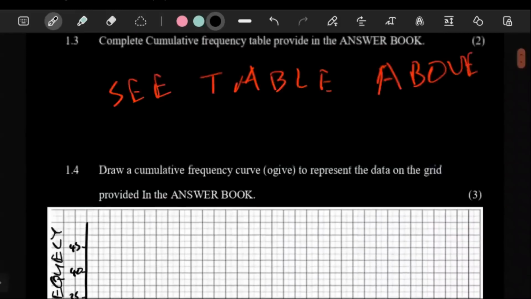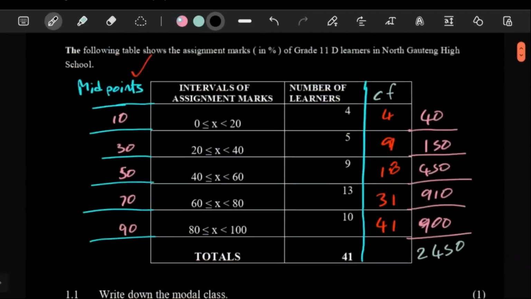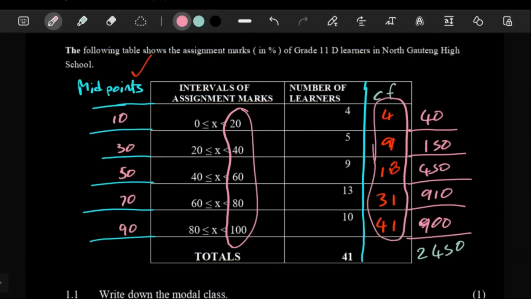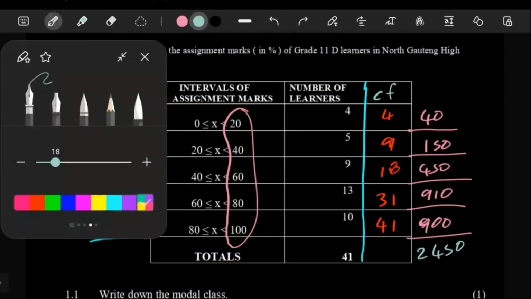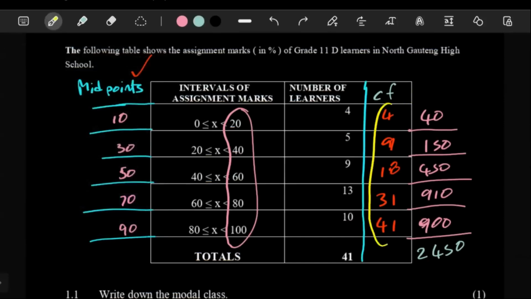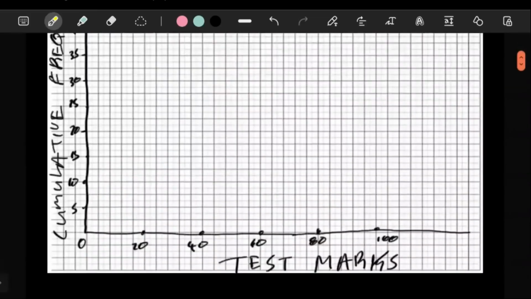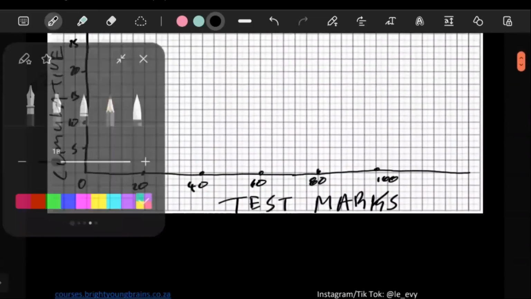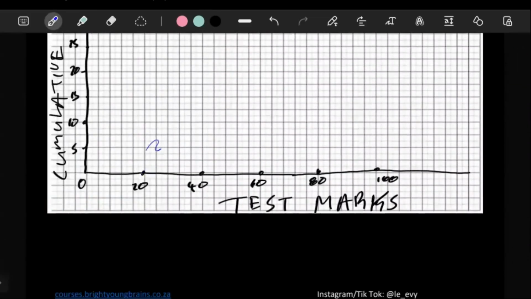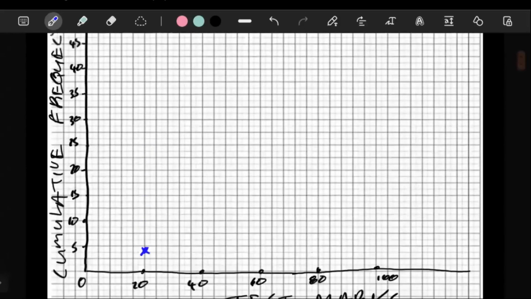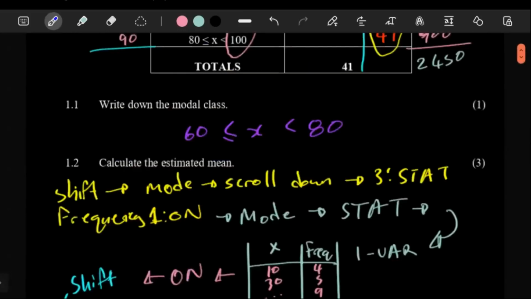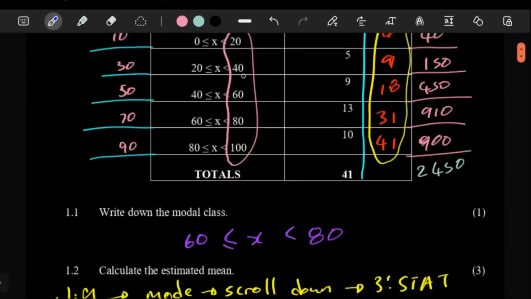So the idea is, when you're plotting, you're always going to be plotting this together with this. So let us do just that. These are more like coordinates, x and y. X value is 20, y value is 4. So let's see what that's going to look like. X value is 20, y value is 4, so that's somewhere there. And the next one is going to be 40 and 9.